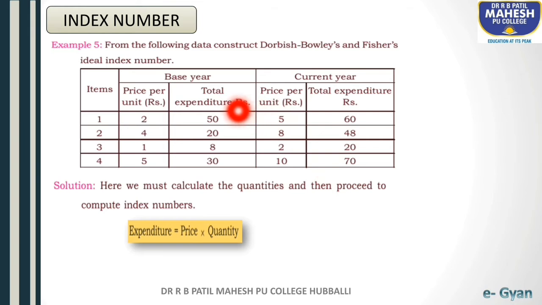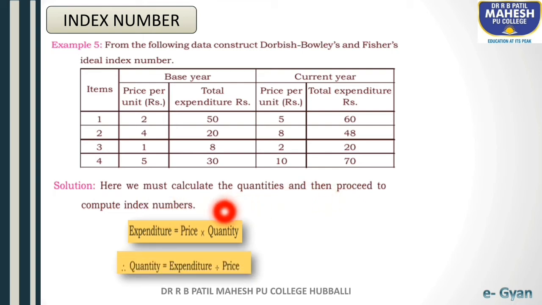So how do we find base year quantity and current year quantity? We know expenditure is the product of price into quantity. So the formula is expenditure equals price into quantity. To find the quantity, quantity equals expenditure divided by price. Because expenditure is given and we want quantity, if you calculate expenditure divided by price, you will get the quantities. For base year and current year, apply the same formula.